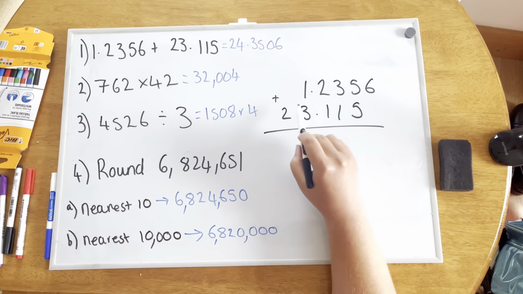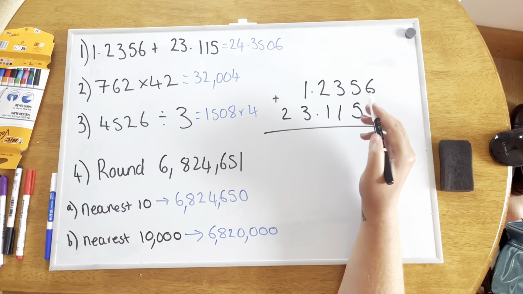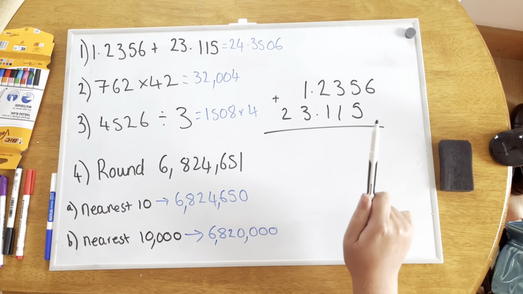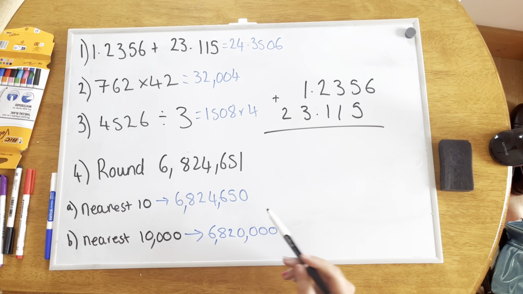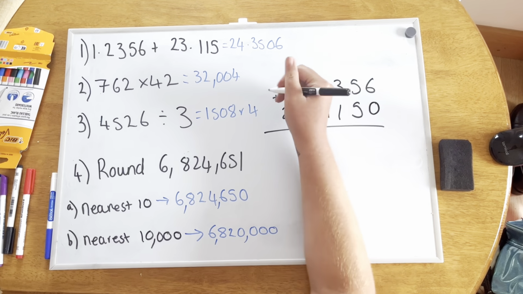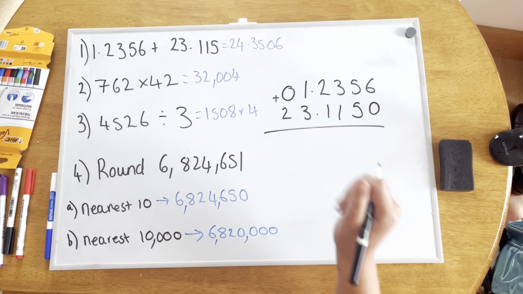So question 1 is 1.2356 plus 23.115. Now you notice it's really important that we've lined up our numbers so they're in the correct place value columns, okay? Now you can see I've got a couple of gaps here, so I'm going to put zeros in, just so I know that I'm not adding anything and everything's lined up.